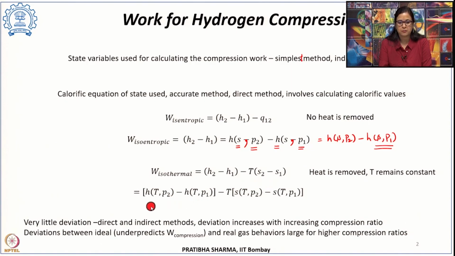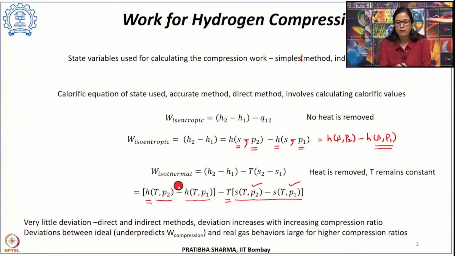Thus we can rewrite this expression as, since the temperature remains constant and enthalpy is a function of both temperature and pressure, the enthalpy of the gas in a state where the temperature is T and pressure is P2 minus enthalpy when the temperature is T and pressure is P1 minus the temperature T times the difference in the entropies in the two states when the temperature is T, pressure P2 and temperature T and pressure P1. So this is how we can calculate using the direct method the isoentropic and isothermal work of compression.